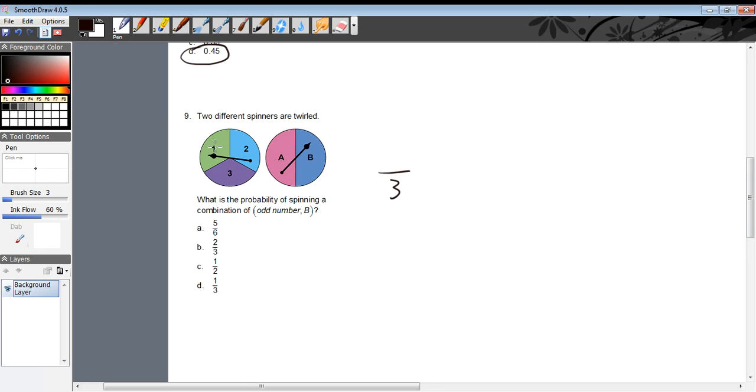And odd numbers, there's 2 of them that are odd. And then I want a B in the second one. There's 2 different choices, so it's going to be 2. That's my sample space. And there's only one of them that is B. So then I'm going to multiply, and that gives me 2 over 6, which simplifies. And this is odd number and a B. And this simplifies to 1/3 if I divide both by 2. It gives me D, 1/3.